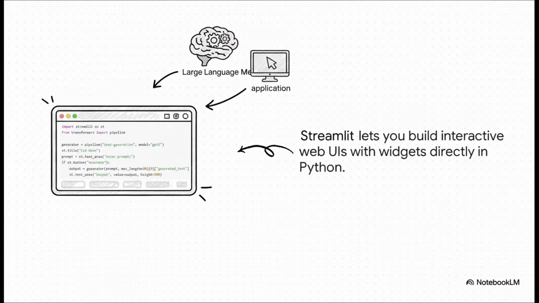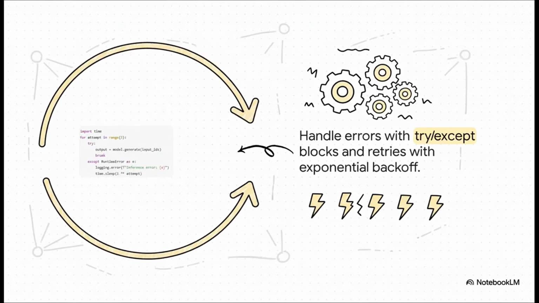But maybe you just want to build a cool interactive demo to show off what you've made. This is where a tool like Streamlit is incredible. Look how simple that is. You can build a whole web interface with text boxes and buttons all right inside your Python script. No HTML, no JavaScript, just Python. It's perfect for prototyping. And one last thing, and this is super important for real-world apps.